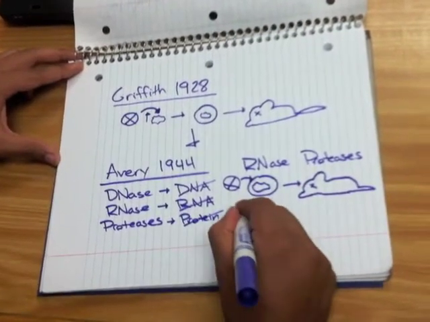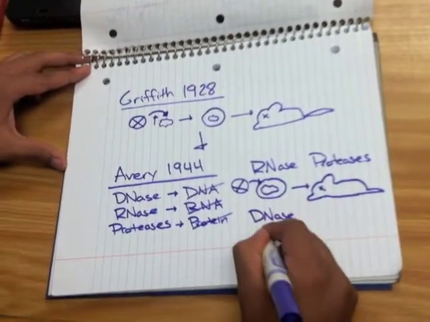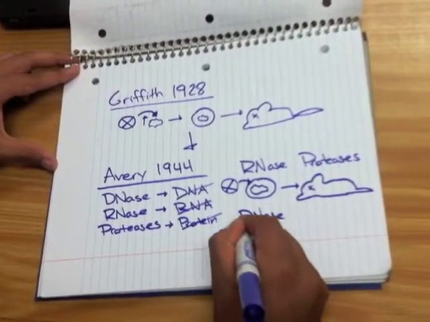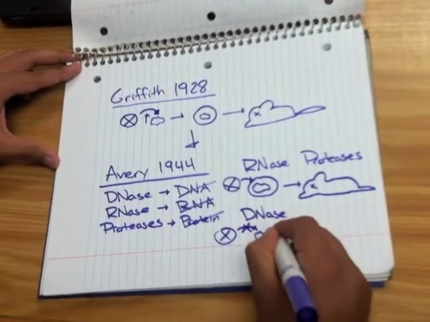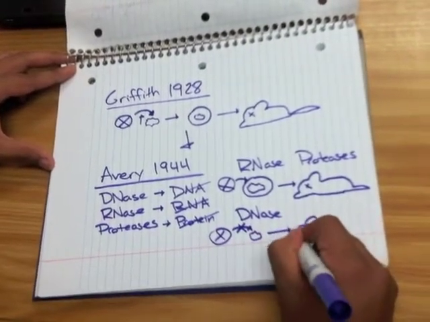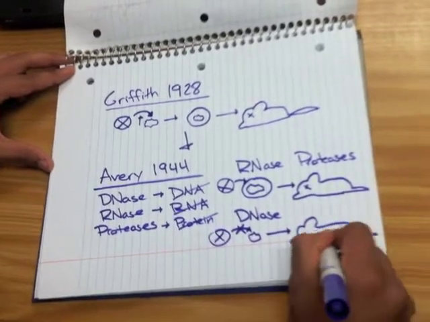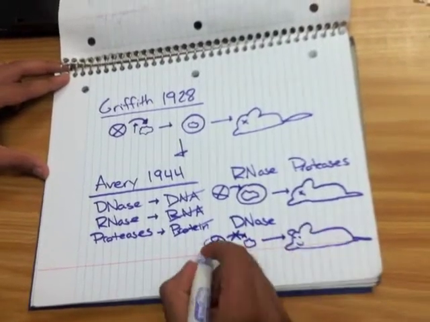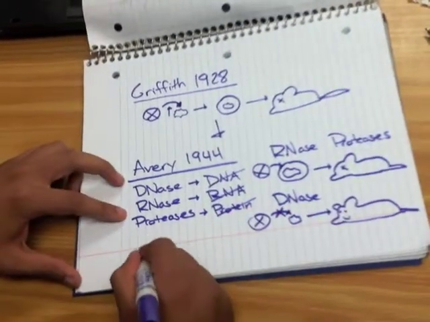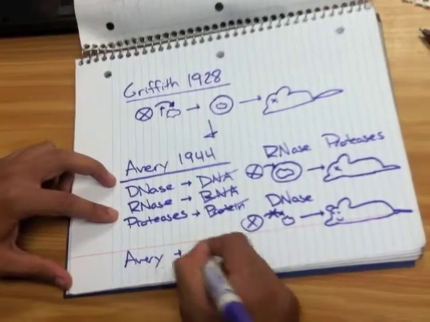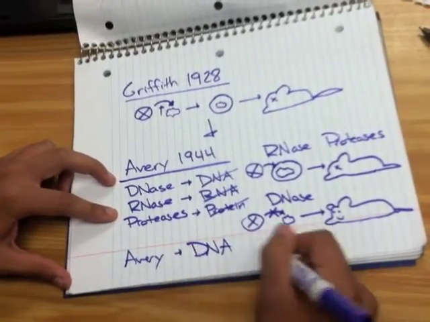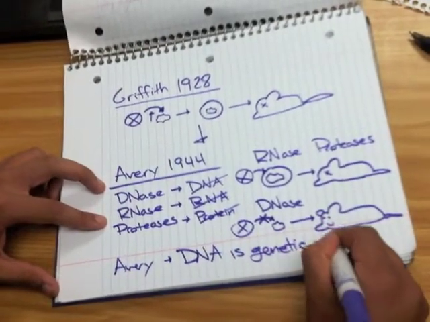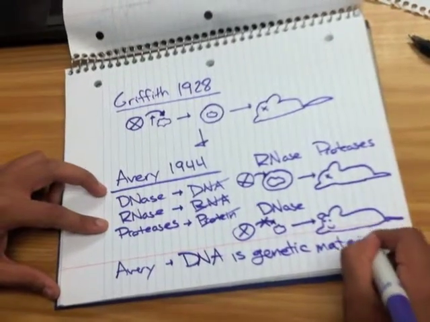But he found that when he added DNase, the R cells were not able to get genetic material from the S cells. Therefore, the mouse did not contract pneumonia, and the mouse lived. So therefore, Avery found that he was one of the first to prove that DNA is the genetic material that is transferred between heat-killed S cells and R cells.